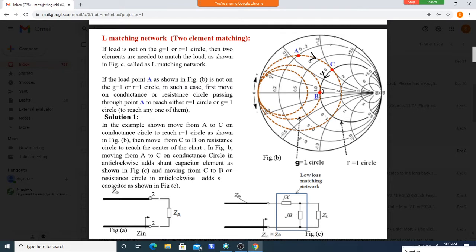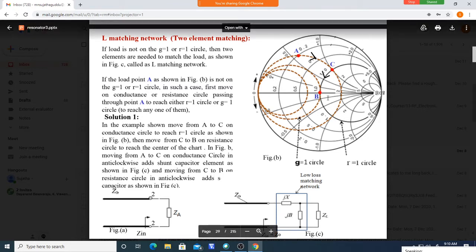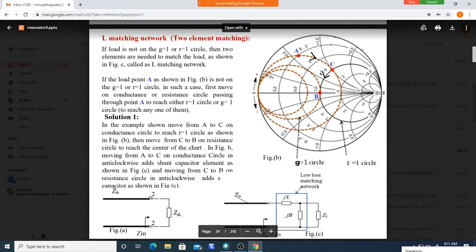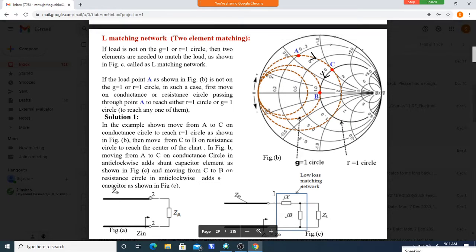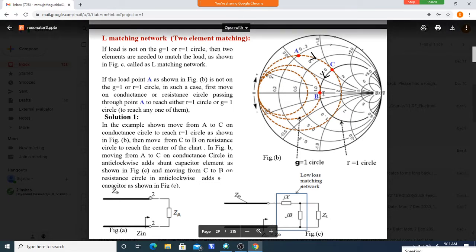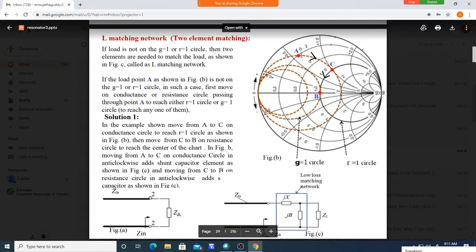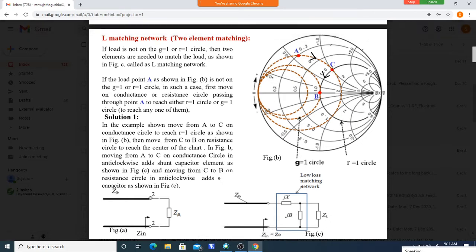Again it adds a capacitor in series. So we come to know this is a capacitor in shunt and a capacitor in series that we added. By adding like that, we changed the impedance between these two terminals to equal 50 ohm because we reached here. The load is here, and by doing like this, it changes the impedance to some value here, C.